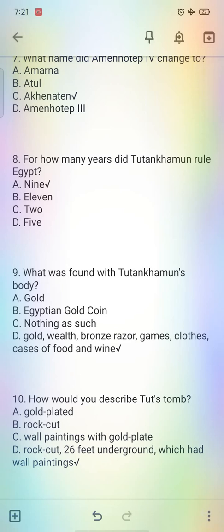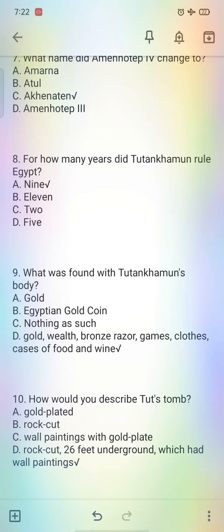Now, question number 9, that is, what was found with Tutankhamun's body? A. Gold. B. Egyptian gold coin. C. Nothing as such. D. Gold wealth, bronze razor, games, clothes, cases of food and wine. So, I think option number D is correct, as we have seen these things in the book. So, this is correct, D. Gold wealth, bronze razor, games, clothes, cases of food and wine as well.